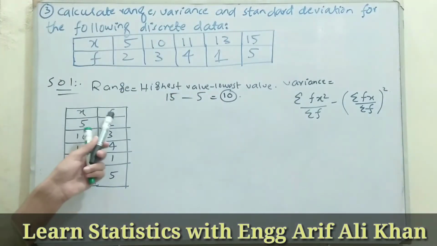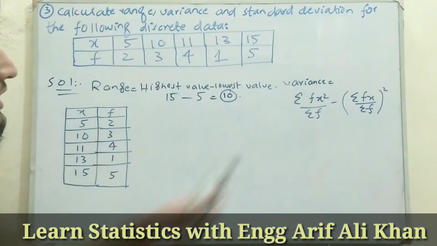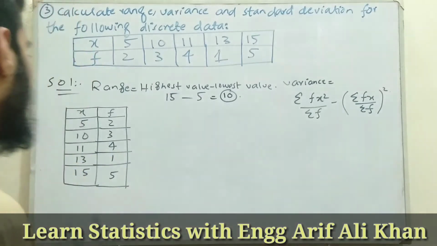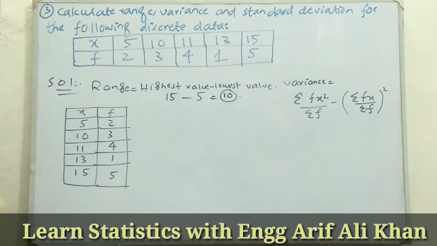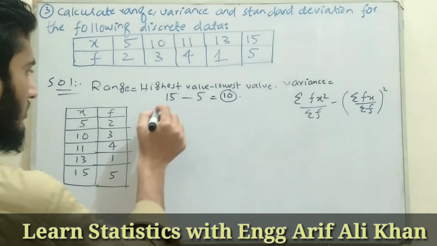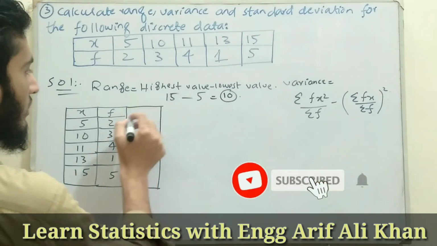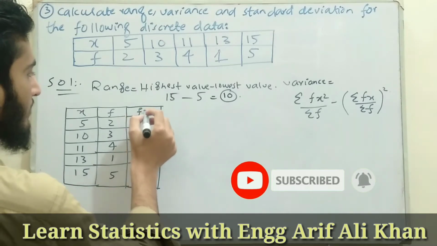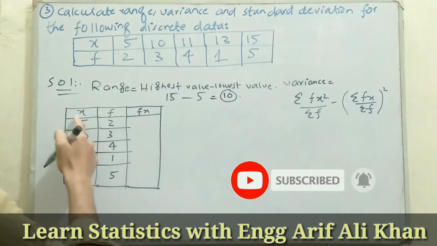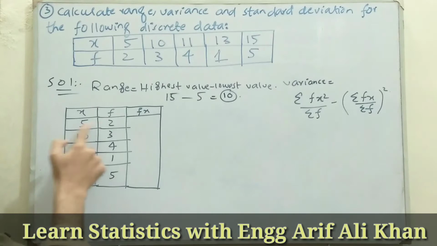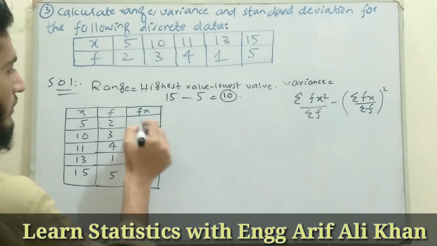So we have x and f as given. We can easily calculate f x square and f x from this set of data. So first we are going to find the product f x. Let's suppose this is the table, and here we take f x. f x means the product of frequency with midpoint x. So multiply 2 with 5, it gives us 10. So here we can write 10.